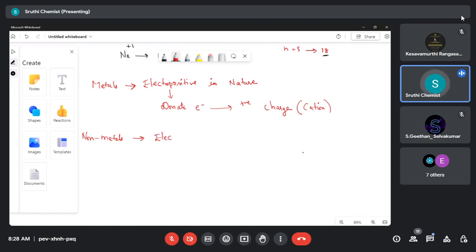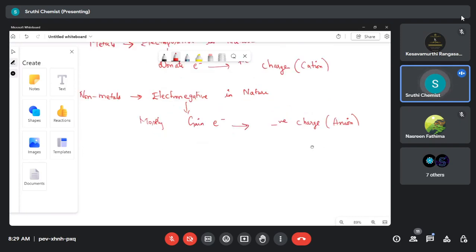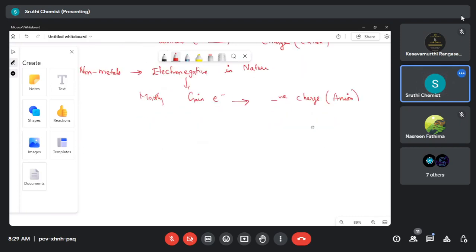Non-metals are electronegative. What does electronegative mean? It gains electrons. Very good. Mostly non-metals gain electrons, though I can't say 100% of them do, sometimes it varies. Gaining electrons means it becomes a negatively charged particle and forms an anion. Now let's go for one simple example of non-metals. Let's take nitrogen. What is the atomic number of nitrogen?